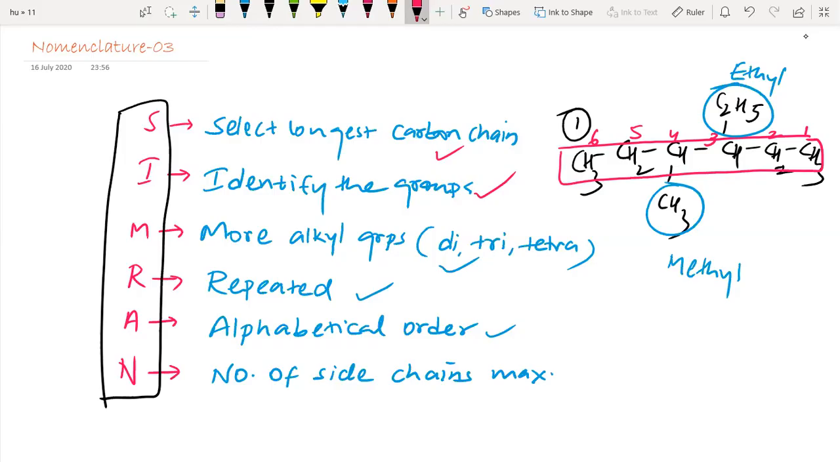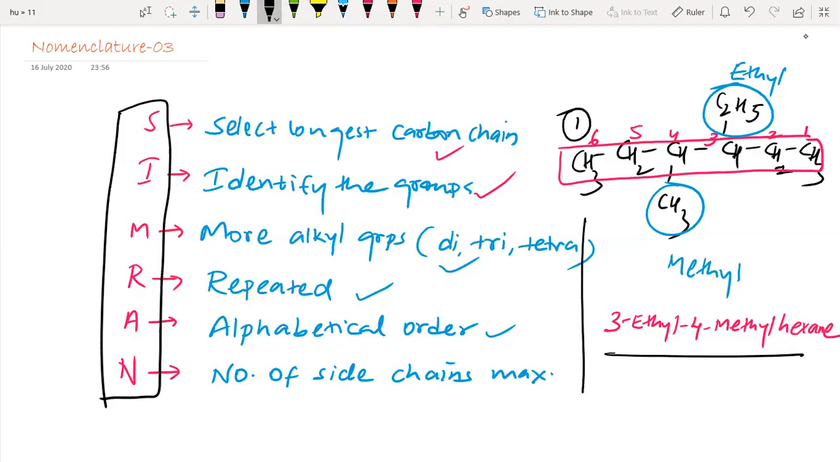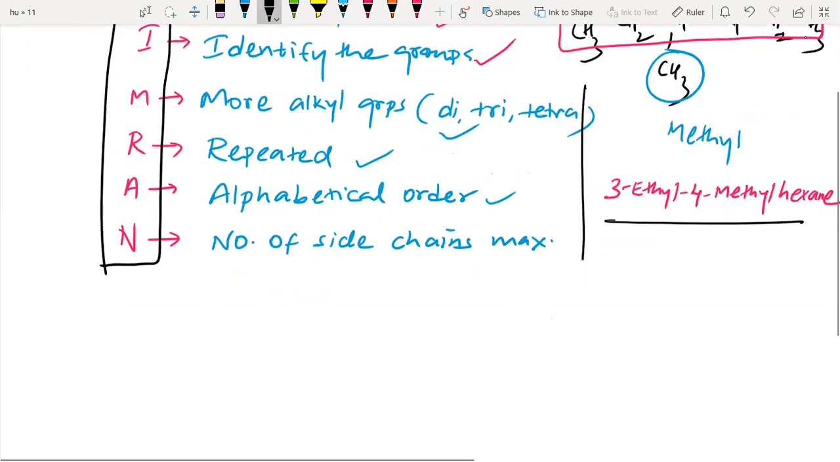While writing, alphabetically we have to write. So the name of this compound is 3-ethyl. After 3 a hyphen will come, and 4-methyl. Now we have 6 carbons, so we'll write hexane. So this is 3-ethyl-4-methylhexane. Here we did one example. Now we'll go for more examples so you will understand more.